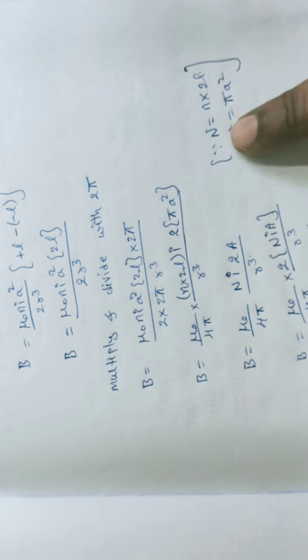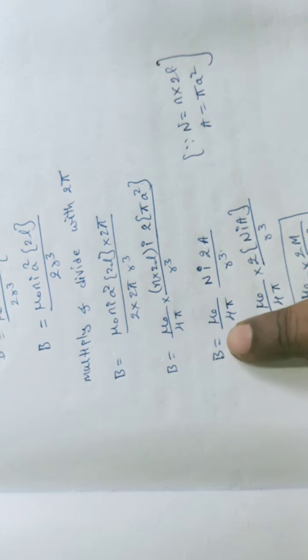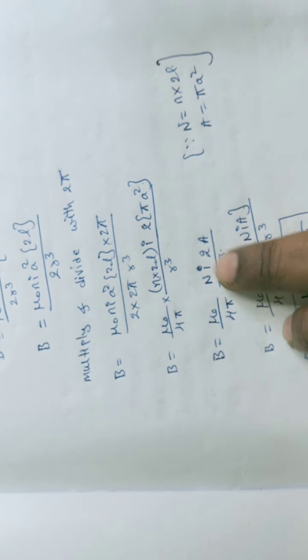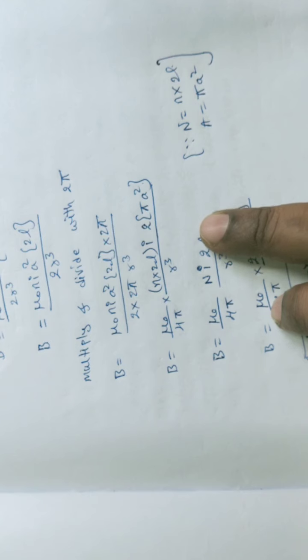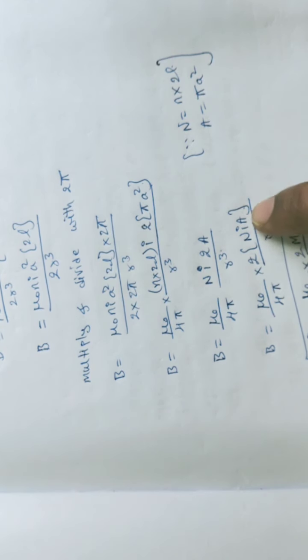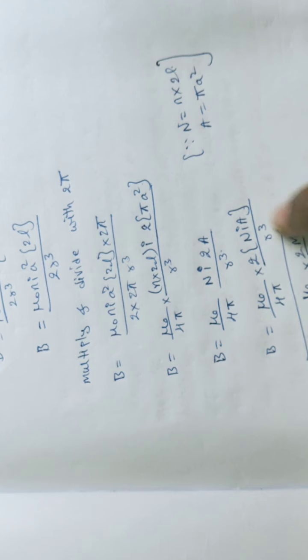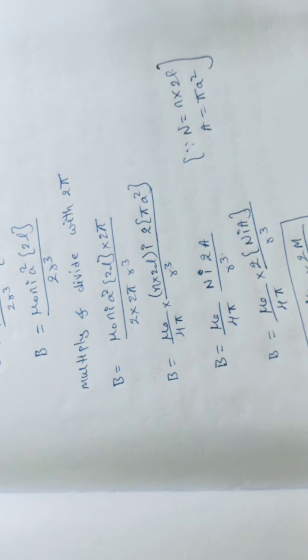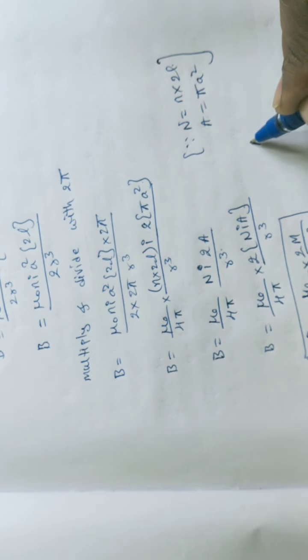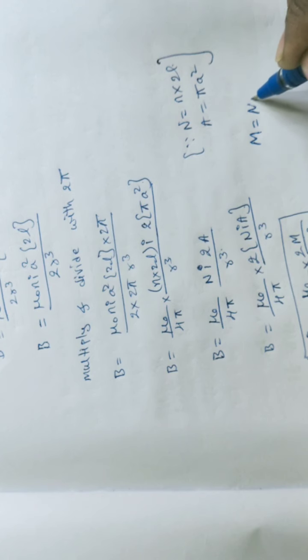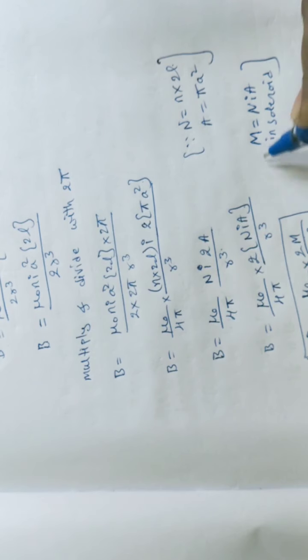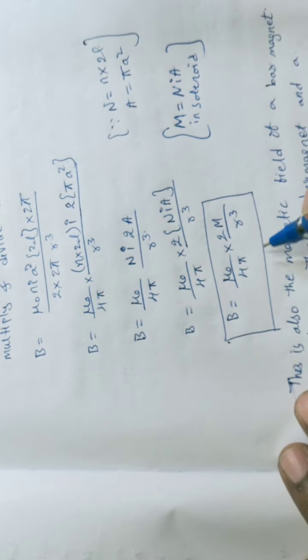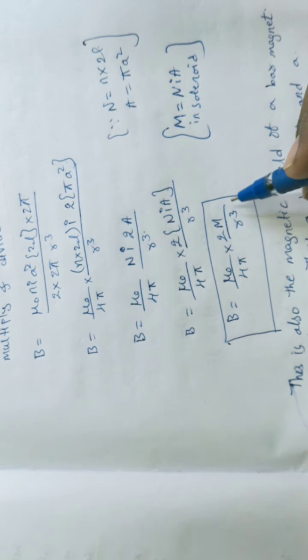N into 2L is nothing but the total number of turns. Here pi a square is nothing but the area A. So we are getting the B value equal to mu naught by 4 pi, n I into 2A. Further I am writing, students, this is 2 into NIA. So mu naught by 4 pi into 2 into NIA divided by r cube we will represent. Clearly we have mentioned a number of times here that the magnetic moment capital M value, in case of a solenoid, is NIA. Is it clear, students? Therefore, instead of NIA, I can write B value is equal to mu naught by 4 pi into 2M divided by r cube.